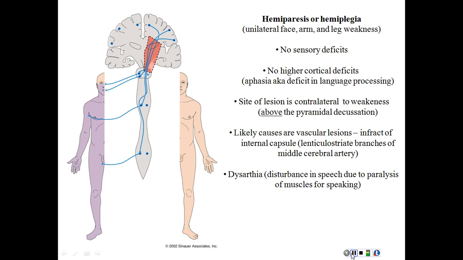So we know that it's unilateral, and it has to be on the opposite side of the lesion, right? So if the right side is affected, it has to be on the left side of the brain. What else can we say about this? It's likely a vascular lesion, as it says, like an infarct of the internal capsule. That's great. And as much as we actually have this paralysis of the limbs, what else do we have?